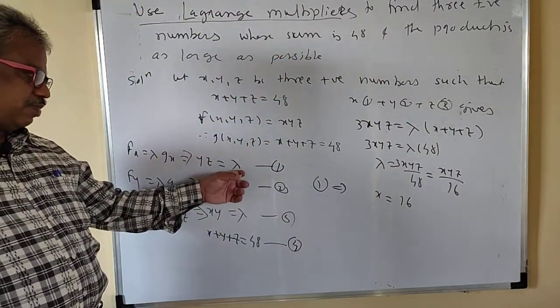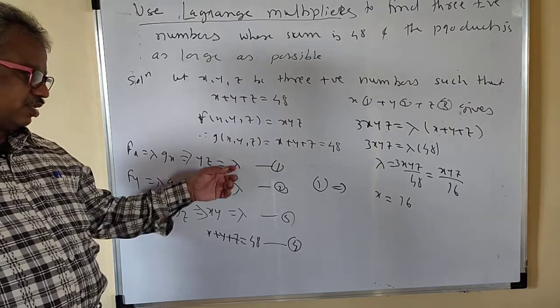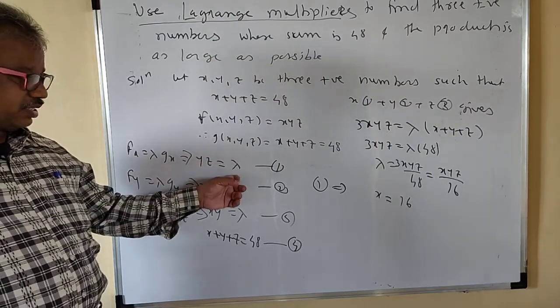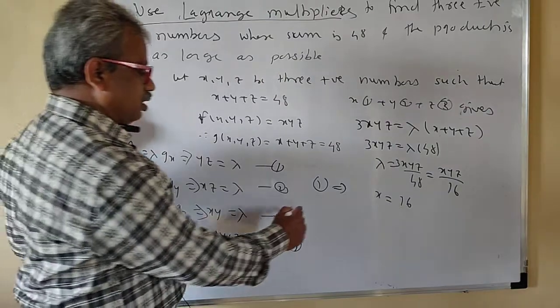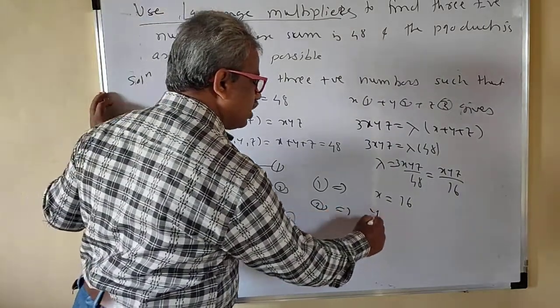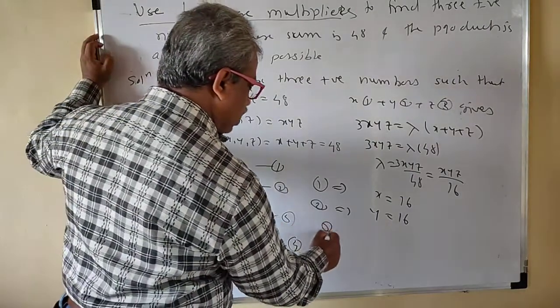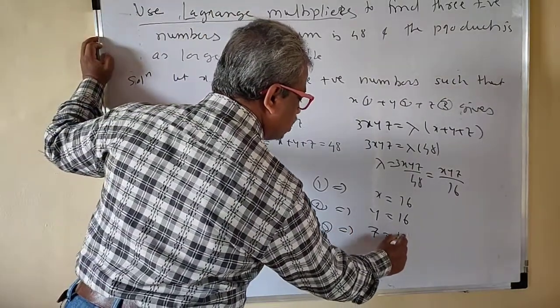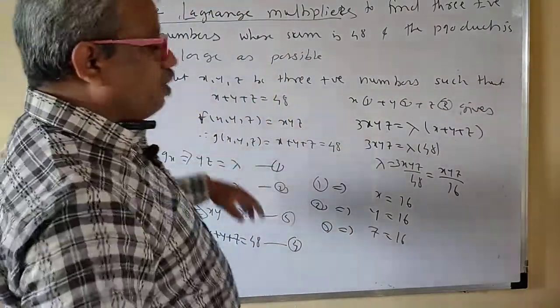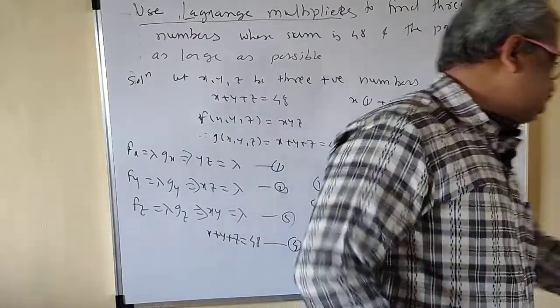Lambda is equal to xyz upon 16. yz get cancelled. We get 1 is equal to x upon 16. So x is 16. Similarly, 2 is also the same, so y is equal to 16 because they are the same now. So 3 also implies that z is equal to 16, right? So therefore the required numbers are 16, 16, 16, right?